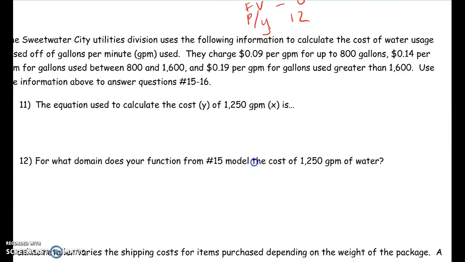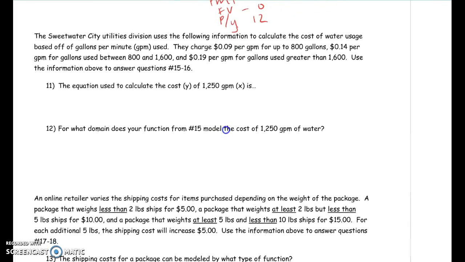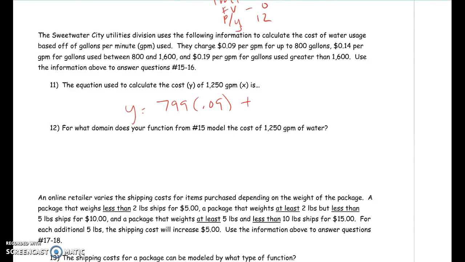Okay. I haven't read this one yet, so let me read and write some stuff down. Okay, so hopefully you've read it. If not, pause, read it, and come back. But it wants a y equals equation. It wants an equation for this situation. So here's the deal. 1250, well, it's more than 799. And so the first, it says up to 800 gallons. So the first 799 gallons, you have to multiply by 0.09 because that's what it says. But then, since it's in the next group, you're going to charge 14 cents for all the leftovers.